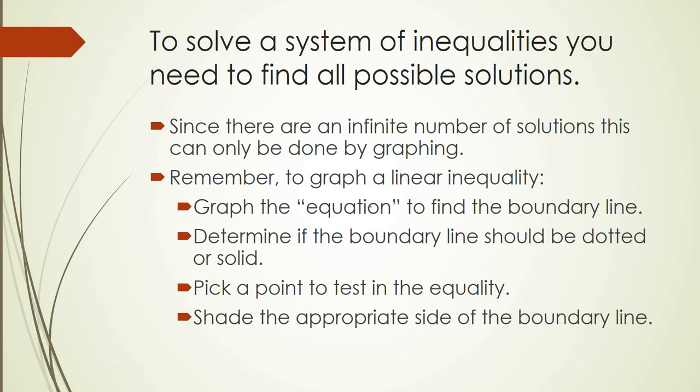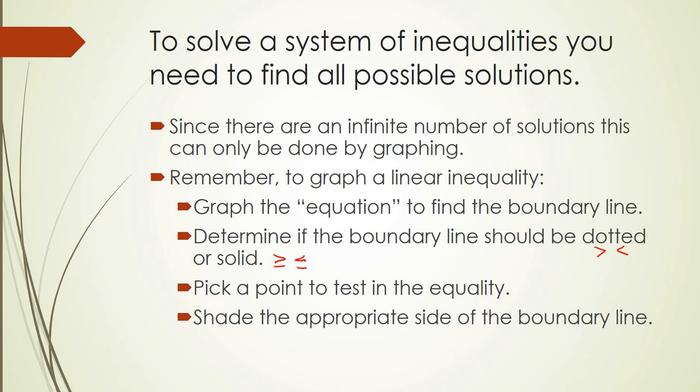First, we're going to graph the equation, in other words, treat it like it's an equal sign, to find the boundary line. Then determine if the boundary line should be dotted or solid. Remember, we use dotted when it's greater than or less than. We use solid if it has the equality beneath it. Pick a point on one side to test back in the inequality, and then shade the appropriate side of the boundary line. So we did that back in the last chapter.